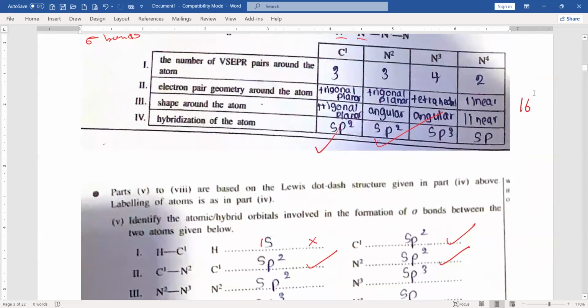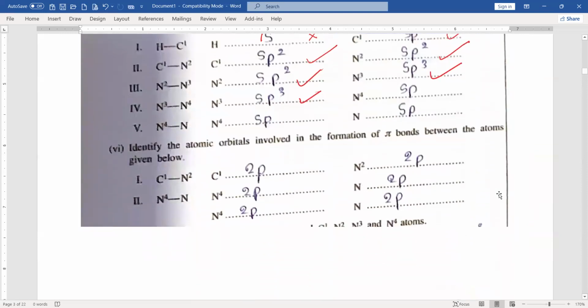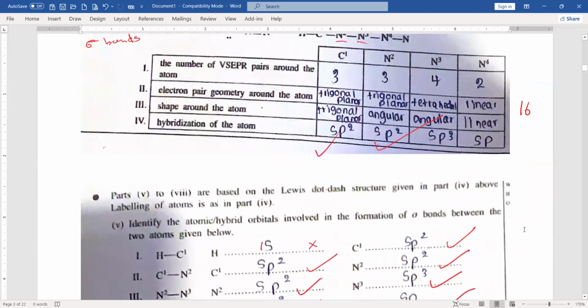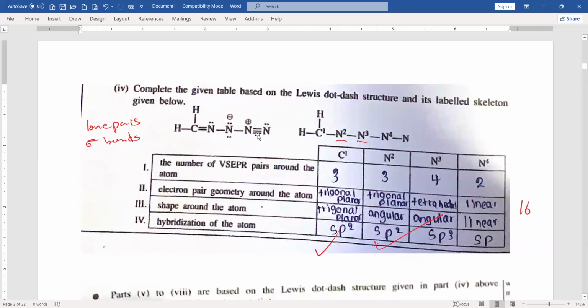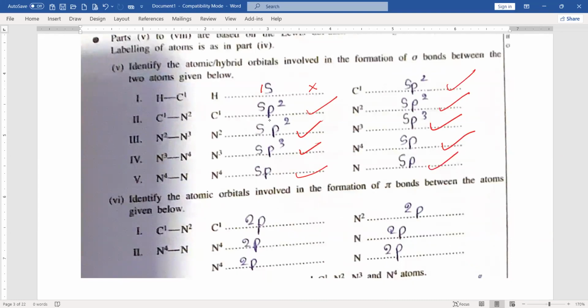N2 and N3, sp2 and sp3. So sp2, sp3. You have to just follow this. Then again N3 and N4. N3 was sp3 hybridized, and N4 is sp hybridized because it has a triple bond. Then N4 again sp hybridized, and finally the final N. It has a triple bond, means it has two repulsive groups, one sigma bond and one lone pair, so it is sp hybridized. Except the first one, all the others are correct. So you will get 9 marks for that.